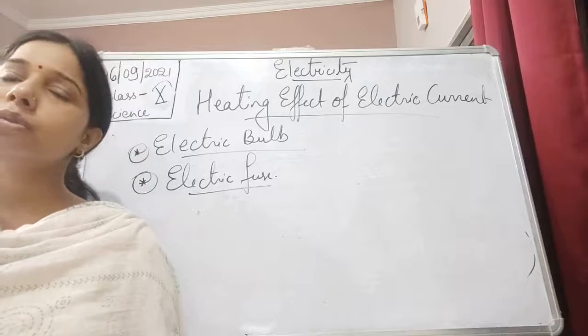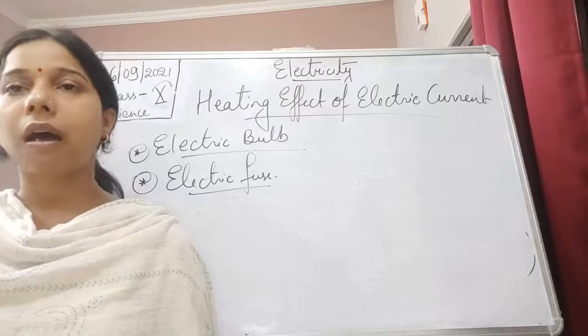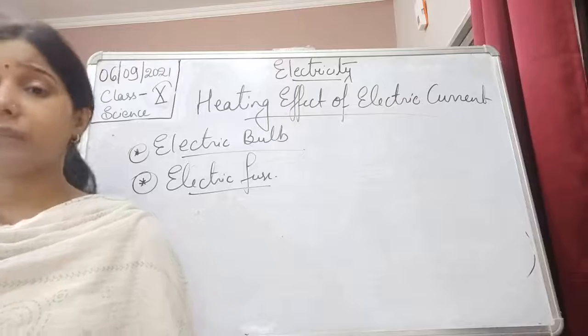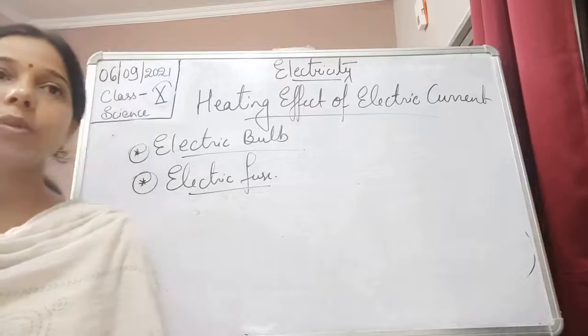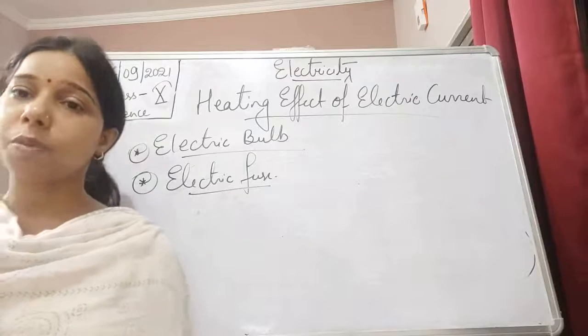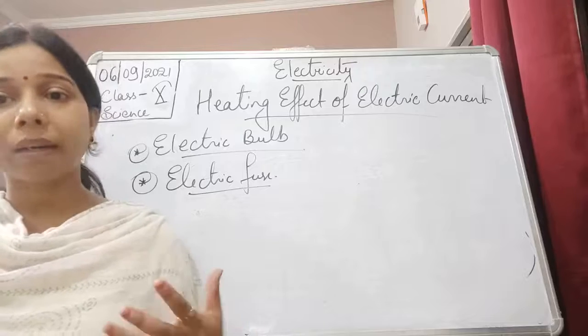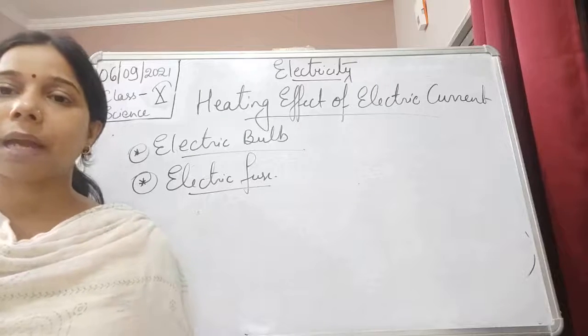These days, students, MCB is used, and that works on the magnetic effect, where if a huge amount of current flows, more magnetic effect will be there, and ultimately it can be tripped.